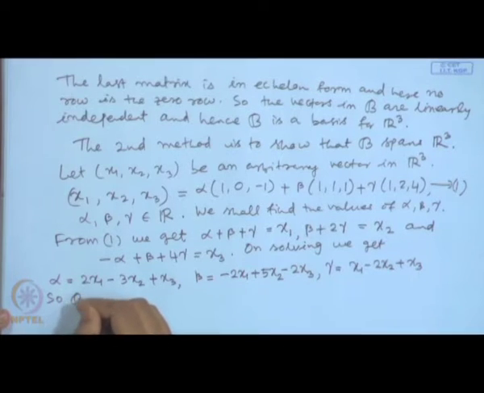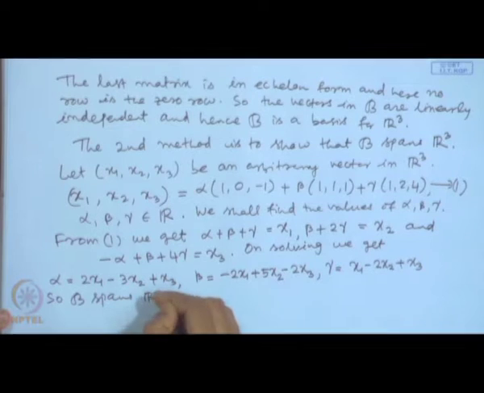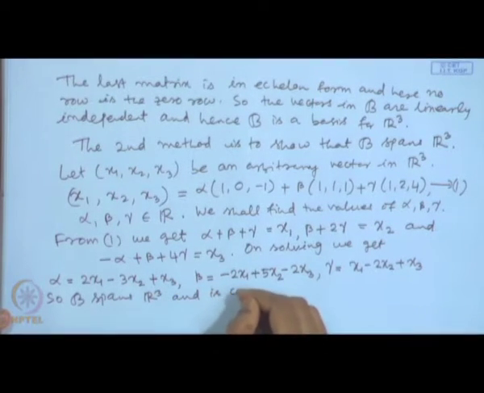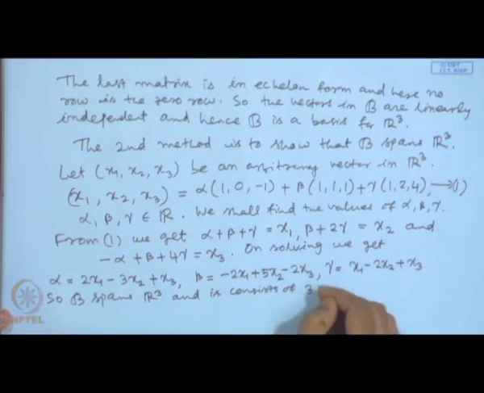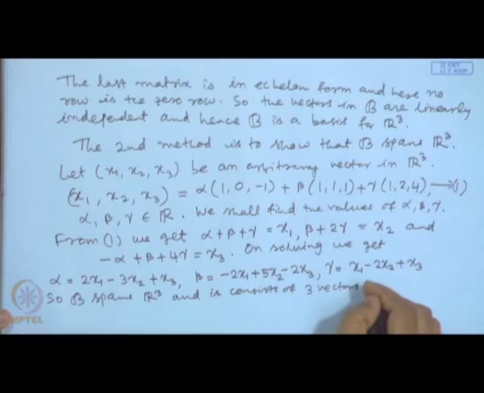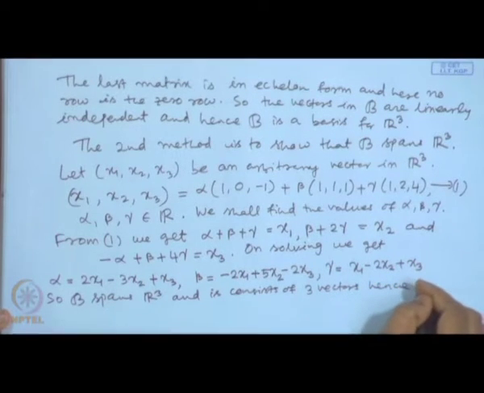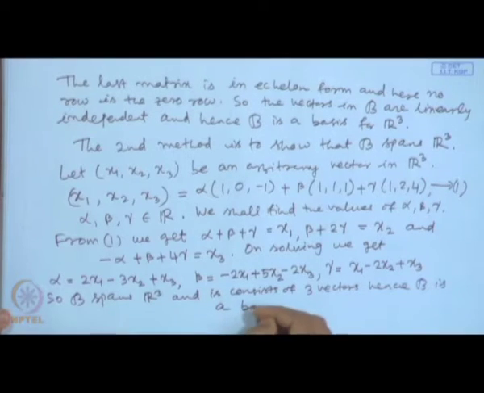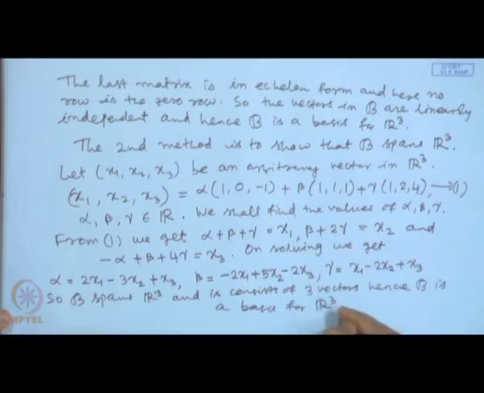So, B spans R 3 and consists of 3 vectors. Hence, B is a basis for R 3.